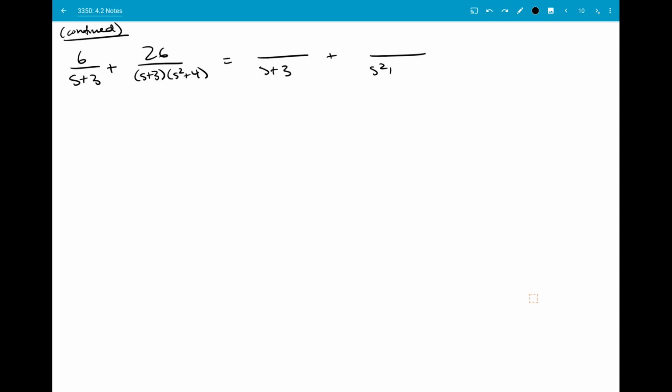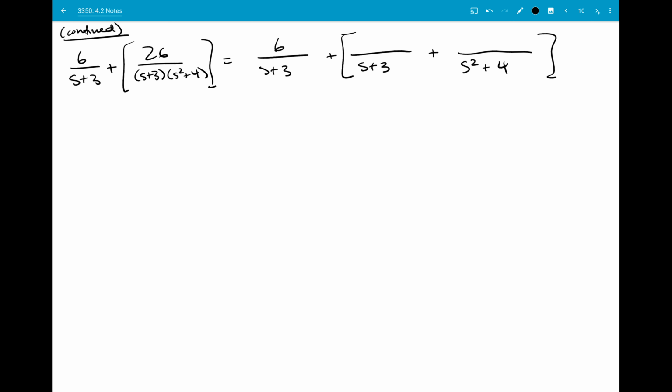And the way that we're going to change something that looks like the product of two terms in the denominator into a sum of two terms that only have one of each in the denominator is with partial fraction decomposition. So we're going to say this term right here, 26 over s plus 3 times s squared plus 4, is the sum of two fractions: A over s plus 3 plus Bs plus C over s squared plus 4. And we're going to have to solve for the values of A, B, and C that make that true.